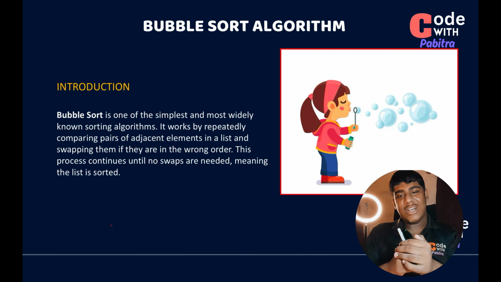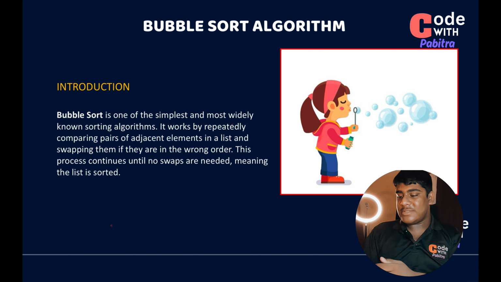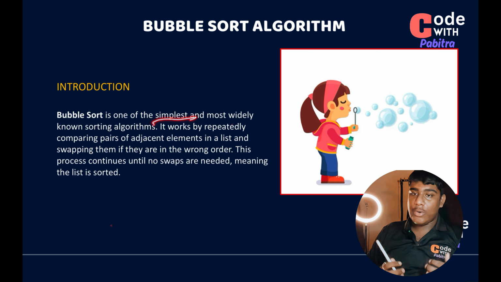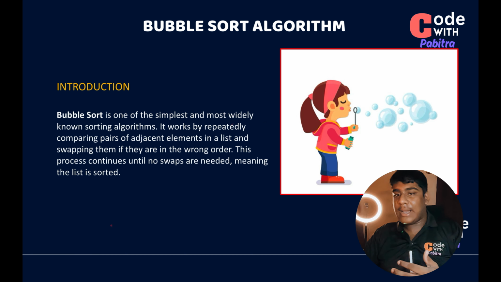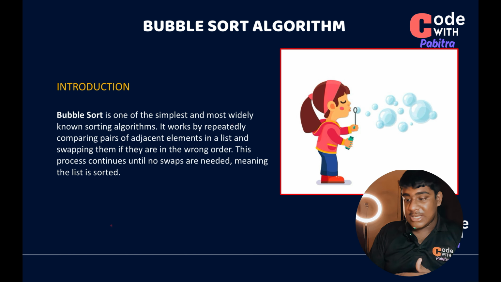I'm Pavitra Mondal. Today I will teach you the bubble sort algorithm. Bubble sort is one of the simplest and most widely known sorting algorithms. It works by repeatedly comparing pairs of adjacent elements in a list and swapping them if they are in the wrong order. So what does this mean? Let's see.